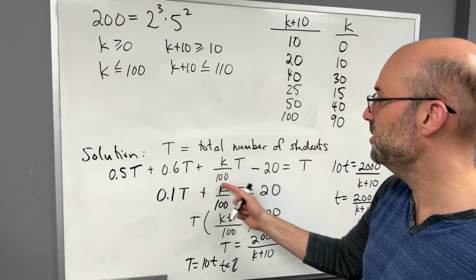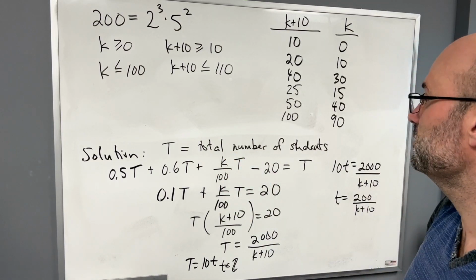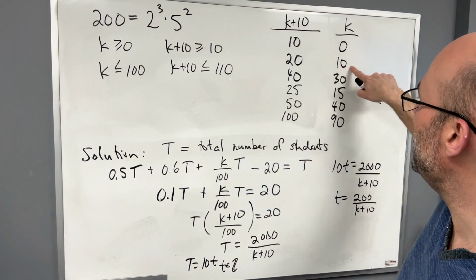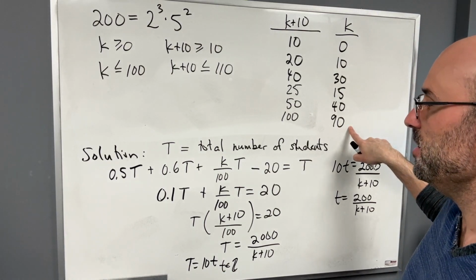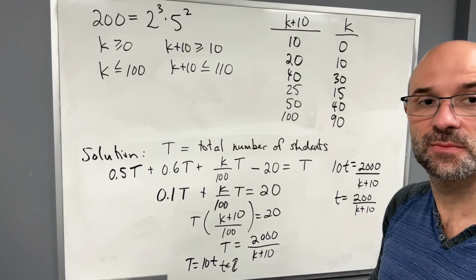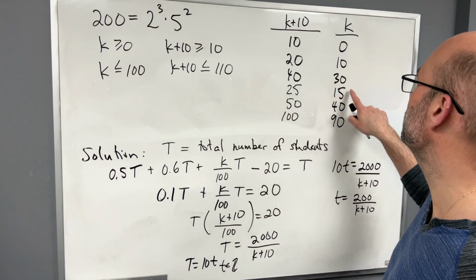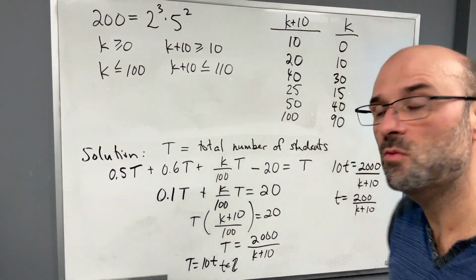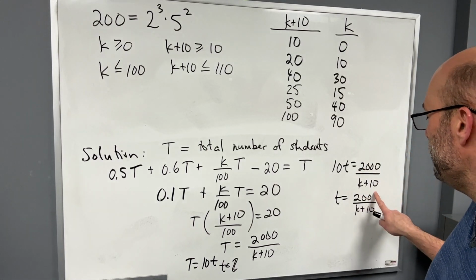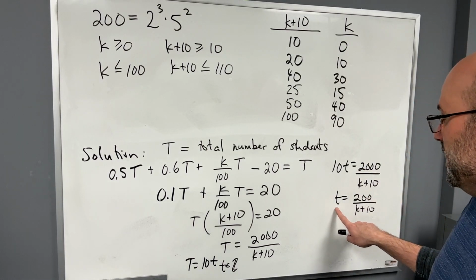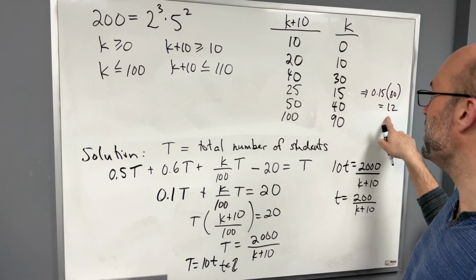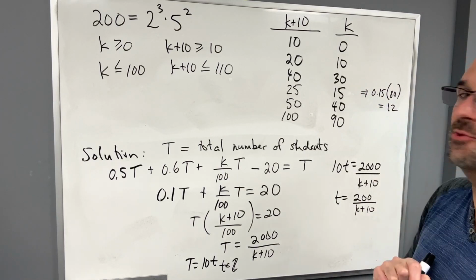Now, I did say we would come back and check for these values of k: is it true that this will provide us with an integer? Well, we know that t is a multiple of 10. So for the situations of 0, 10, 30, 40, and 90, we know that k over 100 times t will be an integer. What happens though when k is 15? Is this going to be a valid answer? Well, let's just check. If k is 15, then k plus 10 is 25. 200 divided by 25 is 8. So little t is 8, which means that big T is 80. So if we check, 15% of 80 is 12. Yes, that is an integer. So this is a valid solution.